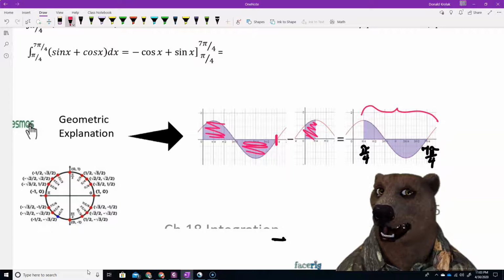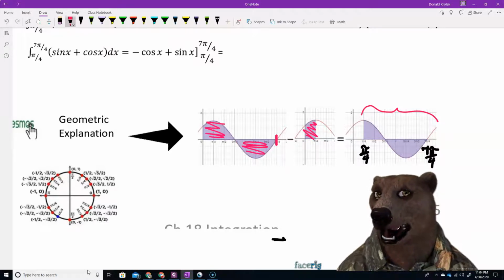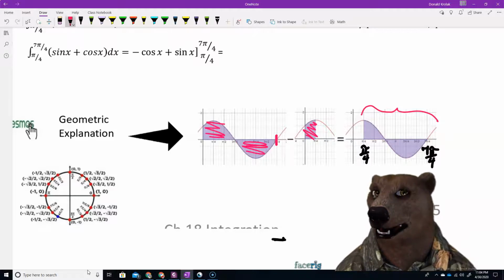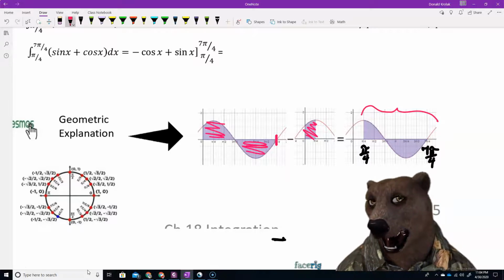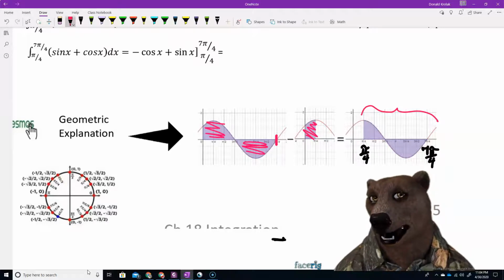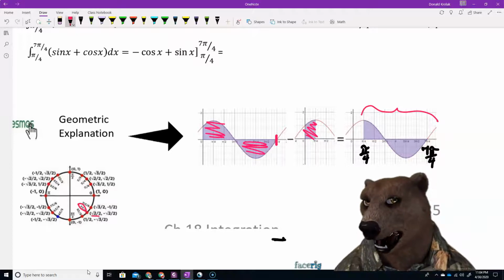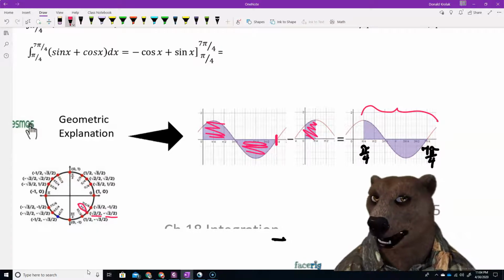All right, so when we integrate sine, we get negative cosine. When we integrate cosine, we get sine, and I'm finding the intervals pi over 4, 7 pi over 4. So down here is 7 pi over 4. So you can see root 2 over 2 is our cosine, negative root 2 over 2 is our sine.